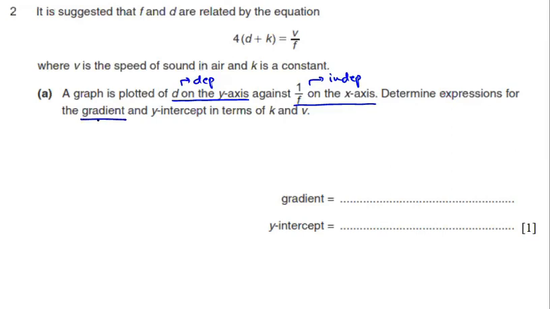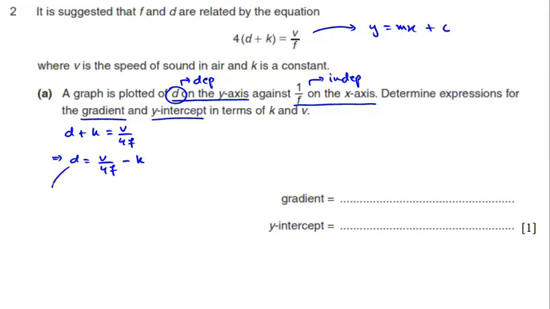Students, we know that to determine expressions for gradient and y-intercept from a given equation, we have to bring the given equation to this form: y equal mx plus c. That is, we have to make first of all the dependent variable subject of the equation. Now the dependent variable is d, so let's first of all make d subject of the equation, that is, shift 4 and k to the other side of the equation. Shifting 4 to the other side gives d plus k equals v over 4f, and shifting k to the other side too gives d equals v over 4f minus k.